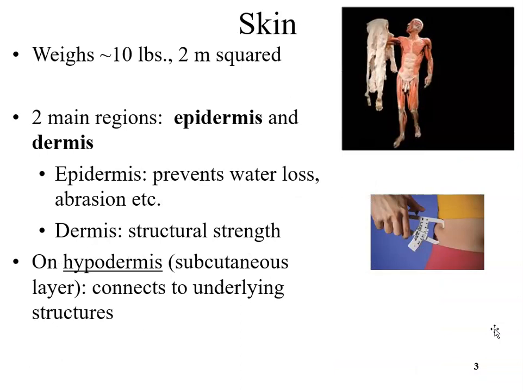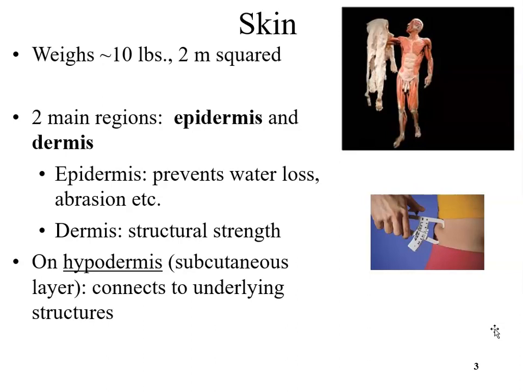So, first, let's address the skin. The skin is an extremely large organ. Altogether, it weighs more or less 10 pounds. It's about 2 meters squared, or about 2 yards. There are two major distinct regions, the epidermis versus the dermis. And these are great to examine right after we look at tissues, because we'll see that the tissues found in each of these layers gives them their functional properties.